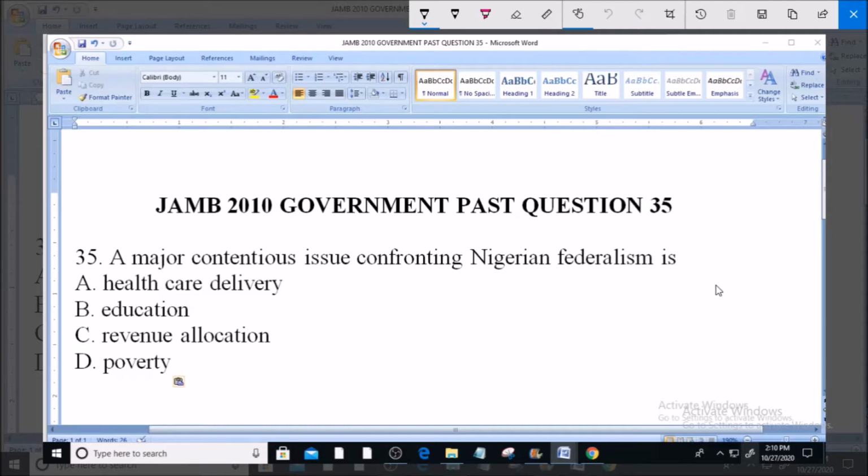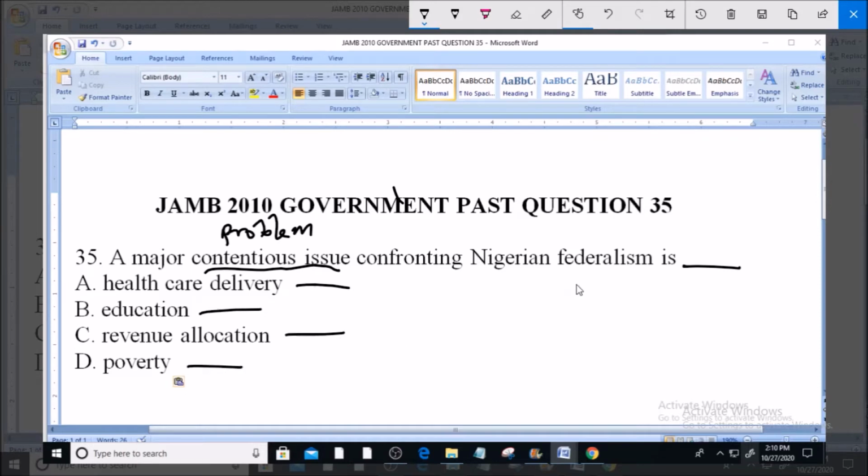Question number 35 says: a major contentious issue confronting Nigerian federalism is dash. A major contentious issue confronting Nigerian federalism is dash. When we talk of contentious issue, it means problem. Confronting Nigerian federalism is dash. Now option A says health care delivery, option B says education, C says revenue allocation, D says poverty.